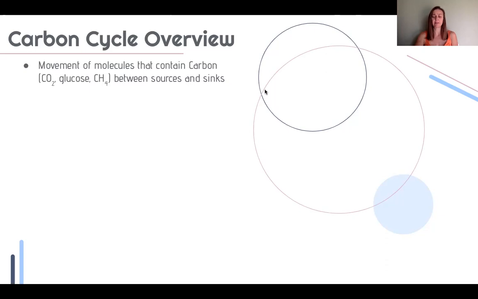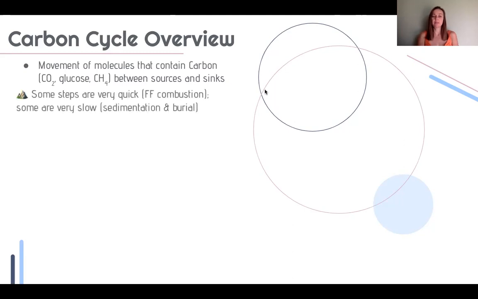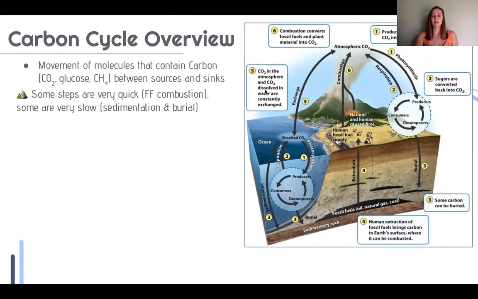And we're going to talk about the fact that carbon cycles between biotic and abiotic forms. So it cycles between existing in the living world and the non-living world. Some steps of our carbon cycle are really fast, for example, fossil fuel combustion. And some steps of the carbon cycle are very slow. So that would be things like sedimentation, or the formation of sedimentary rock, burial, the formation of fossil fuels. So let's take a look at our cycle here.